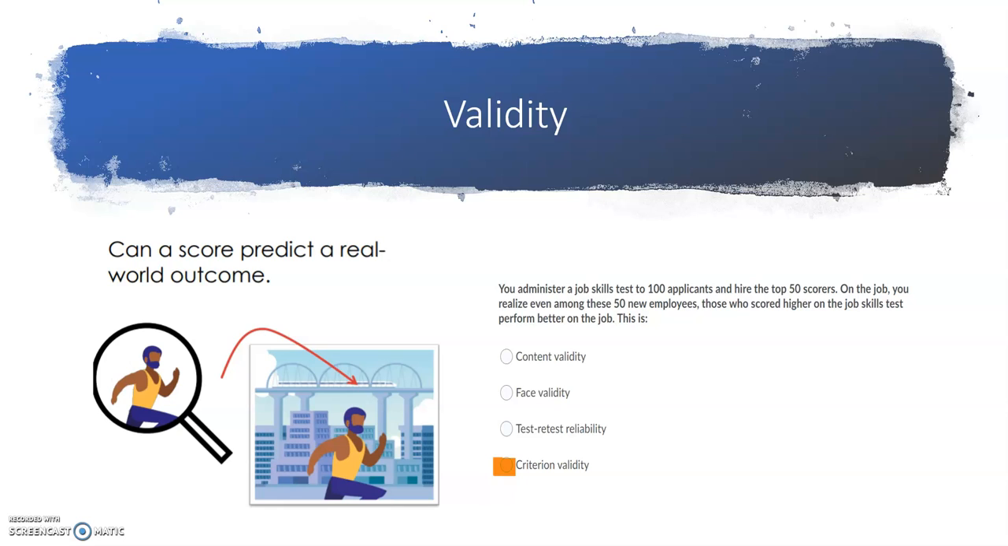Validity. When a test result is still valid in a real situation, that satisfies the criterion validity. So people who have a high score in the job skill test still show their good performance in real situations.